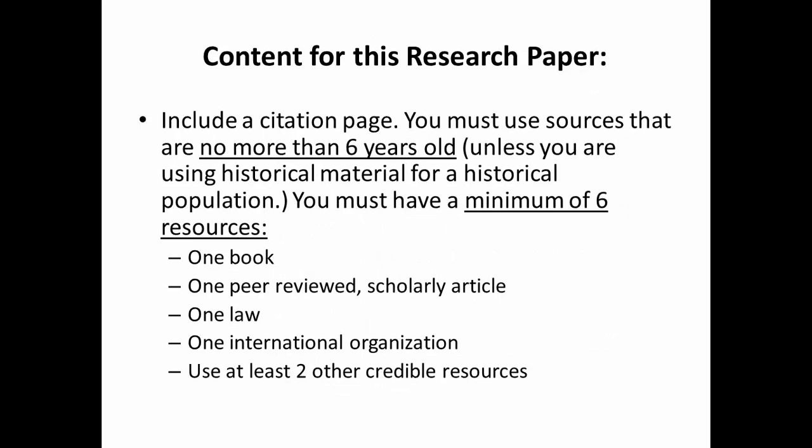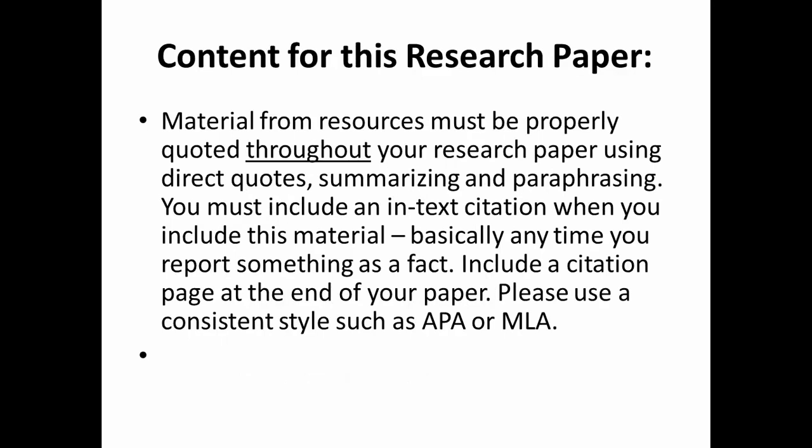You must use sources that are no more than 6 years old unless you are using historical material for an historical population. Please have a minimum of 6 resources: 1 book, 1 peer-reviewed scholarly article, 1 law, 1 international organization, and at least 2 other credible resources. Material from resources must be properly quoted throughout your research paper using direct quotes, summarizing, and paraphrasing. Please include an in-text citation whenever you include this type of material, basically anytime you report something as a fact. Include a citation page at the end of your paper. Please use a consistent style such as APA or MLA.